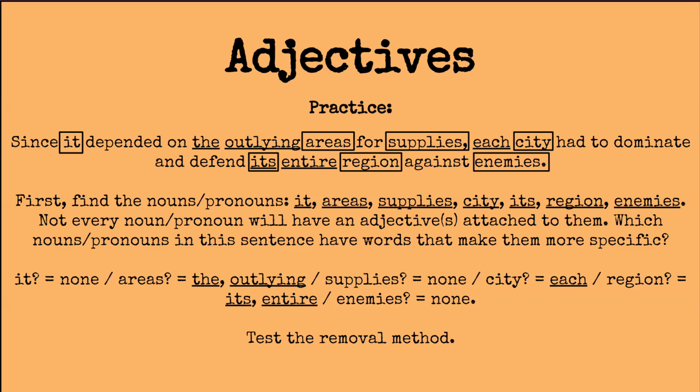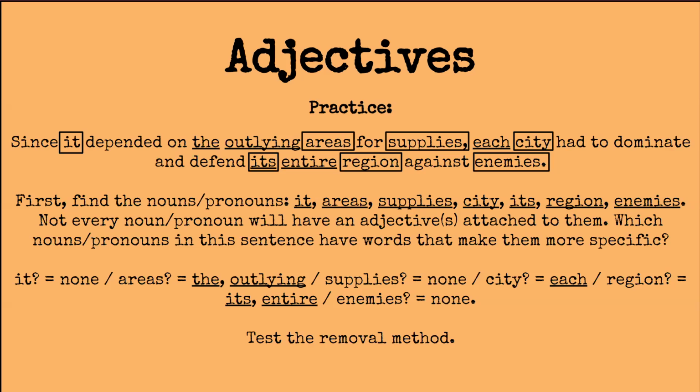City, the word each is an adjective. So this is, again, adding more information to the word city. We know that they're breaking it down city by city. Each city was responsible for dominating and defending. If it just said cities, then that might mean they're working together. But this tells us that each city, each one on its own, was responsible for its own region and its own enemies. So each is a modifying adjective to the word city.